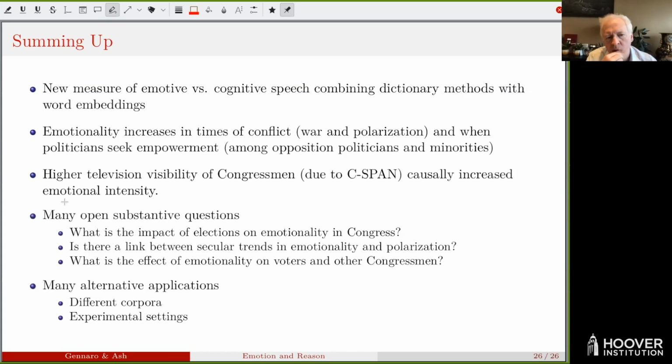Well, this is the last piece. We have many open substantive questions, such as we looked at television, but what about elections? Maybe there's an effect of that on emotionality. Is there a link between emotionality and polarization? And really, does emotionality influence voters or not? That's still kind of an open question. And we think it would be quite interesting to apply this method to other corpora and potentially to experimental settings.